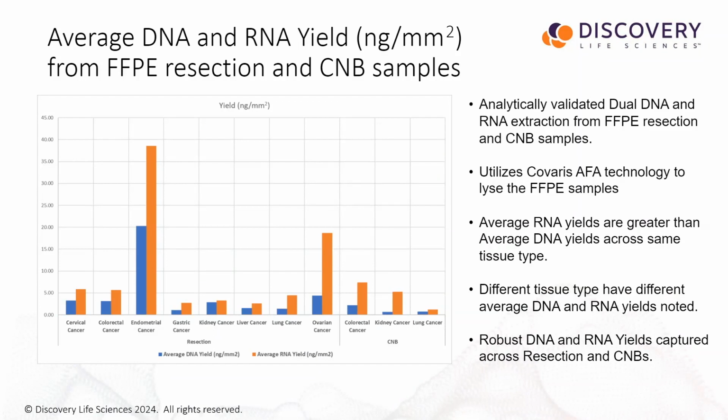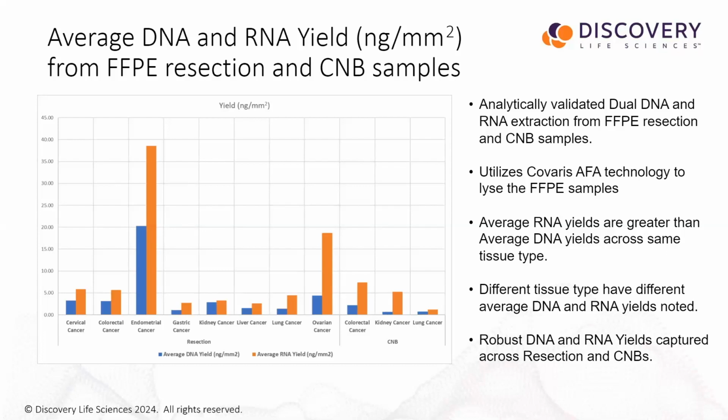I just want to jump into a little bit as to looking into where the clinical trial samples, majority of that comes down to whether broadly classifying into resection or core needle biopsies over here. Within that panel, you can see that we are consistently producing very ideal yields of nanograms per millimeter square from either resections or core needle biopsy samples. This method has been analytically validated in our labs and utilizes the Covaris AFA technology to lyse the FFPE samples.